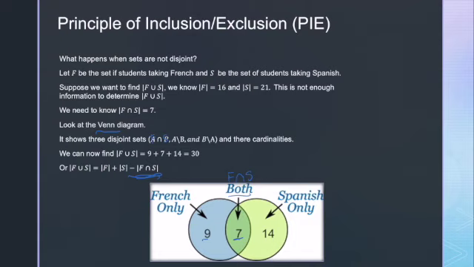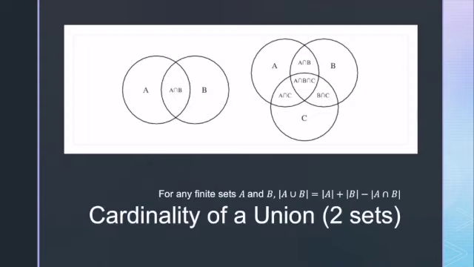So what we have to do is take out the intersection because otherwise we would be double counting the students who are in French and Spanish. They would be counted twice. So when it comes to 2 sets, here's our formula.